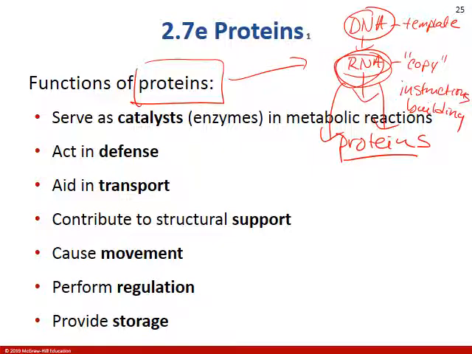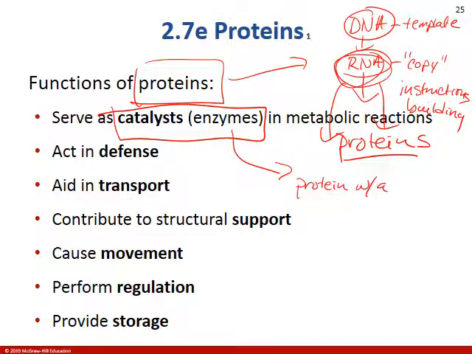What do these proteins do for us? Lots of tasks here, lots of functions. This is probably the most important. For us, we're going to talk about enzymes. So basically, an enzyme is a protein with a specific job. And we'll talk a little bit more about these coming up in chapter 3 or 4.